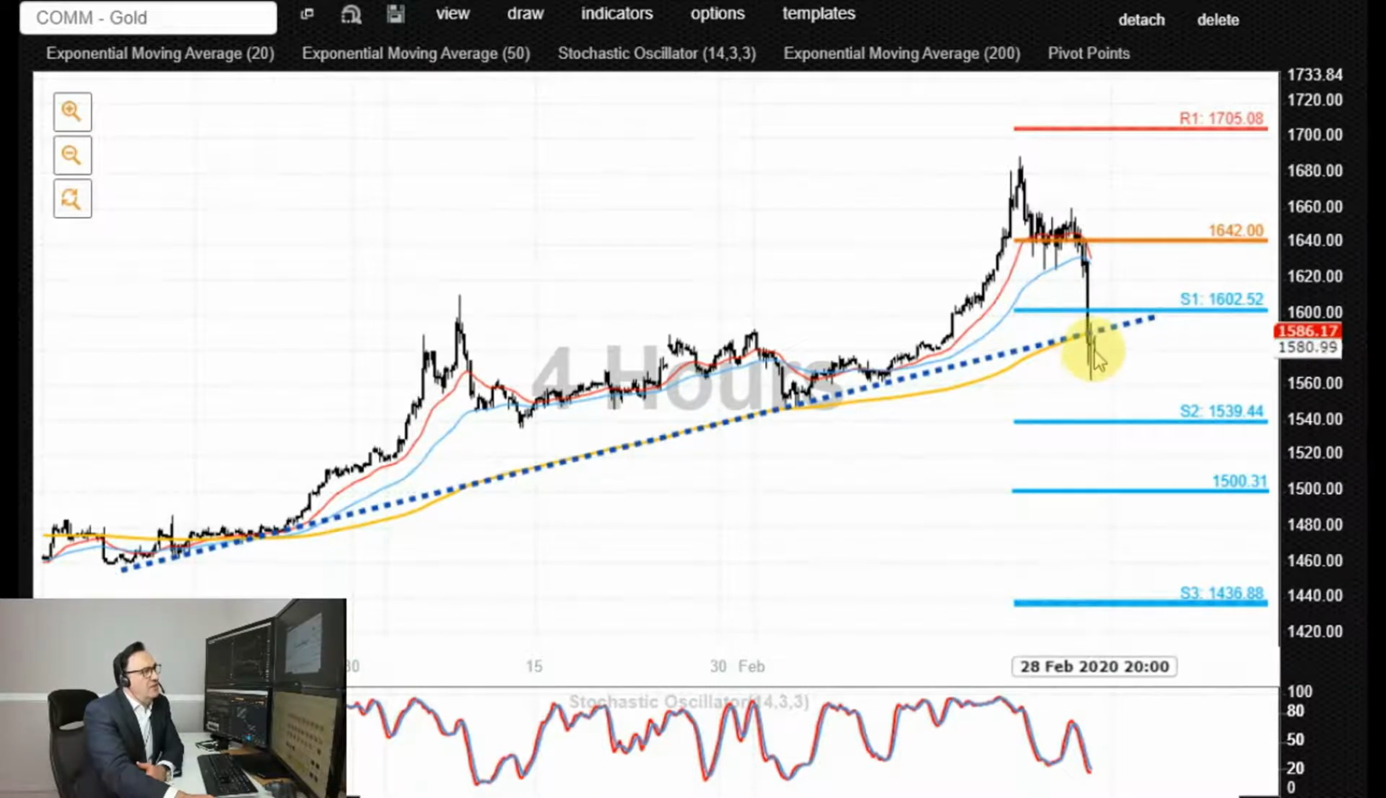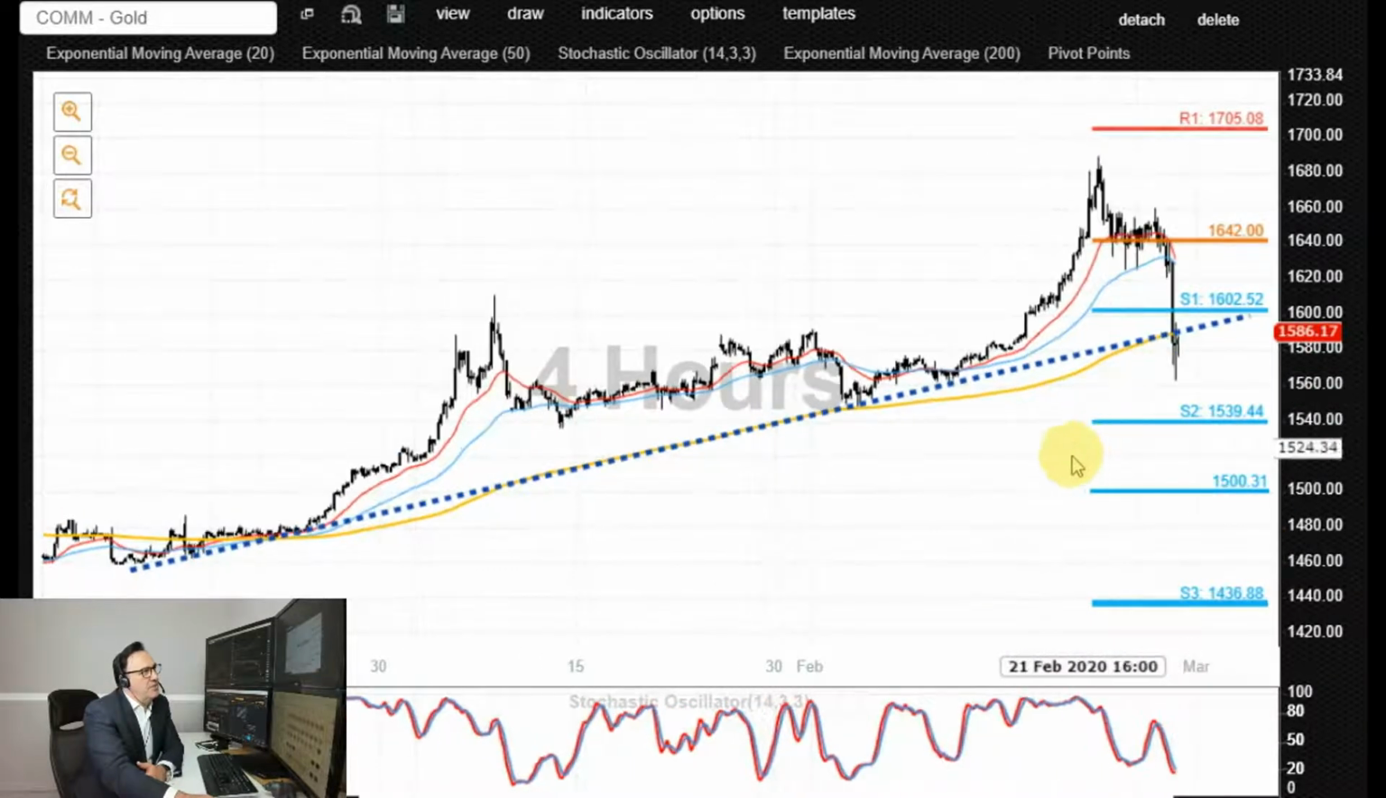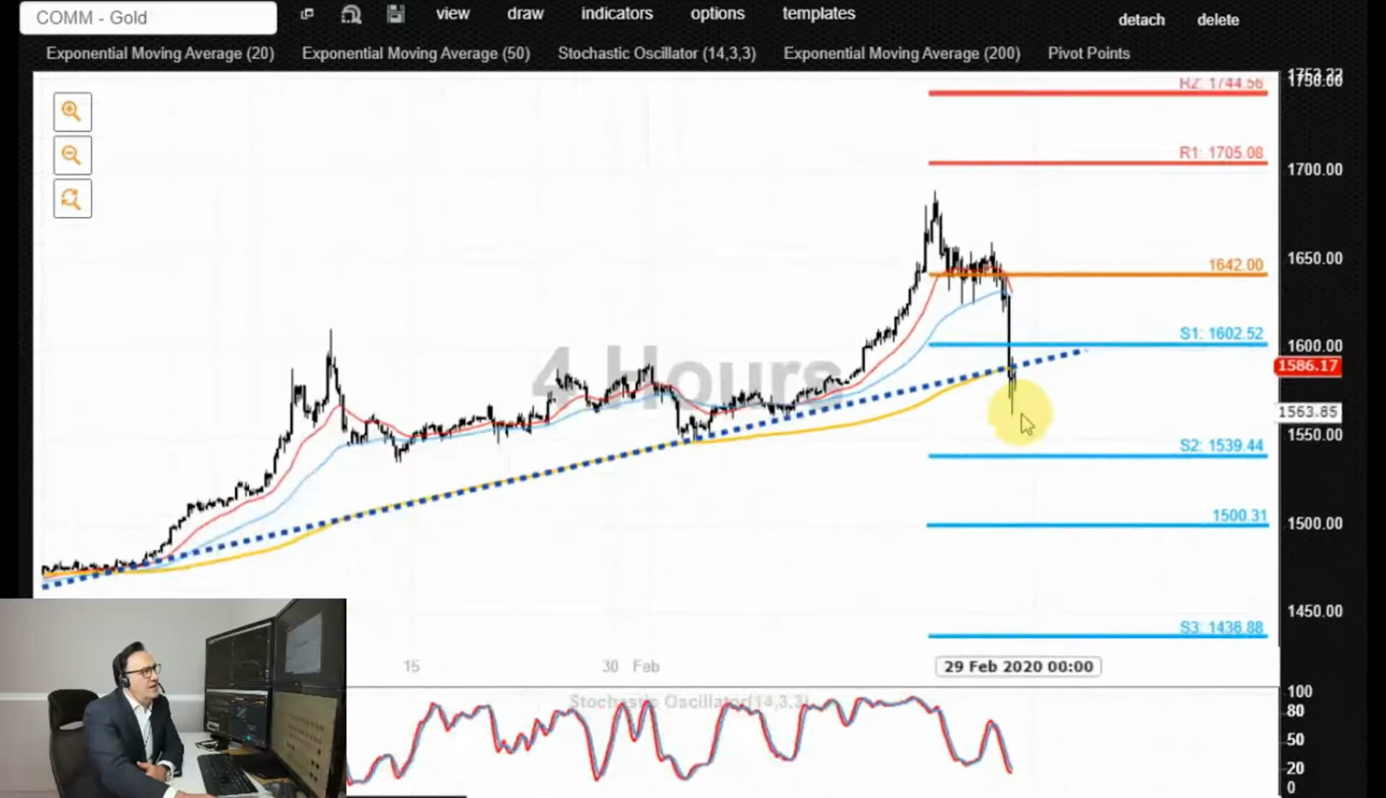Therefore, if we see a spike into that level and a rejection, or if we see a gradual move lower and a dip below these current lows at 1565, 1560, that would open the way for a deeper corrective move towards 1550, 1540, possibly even 1500 over a longer period of time.